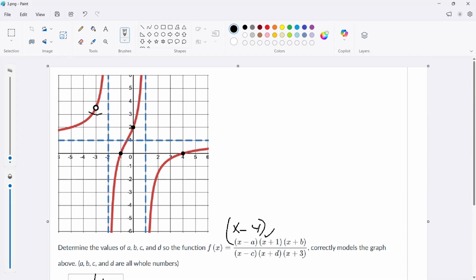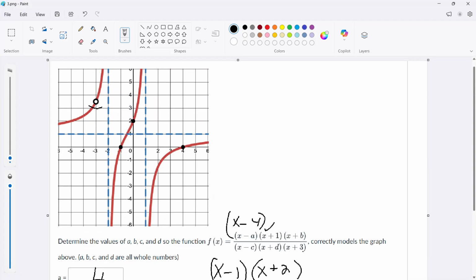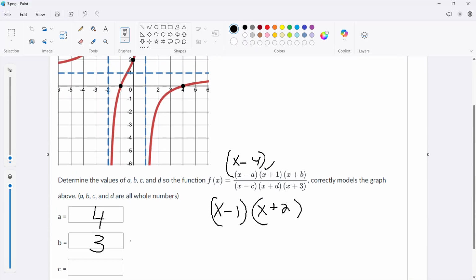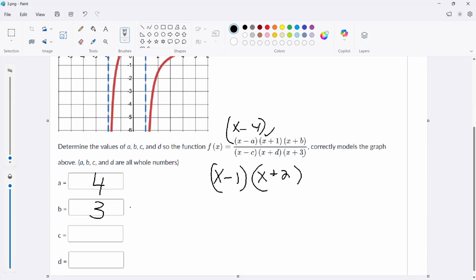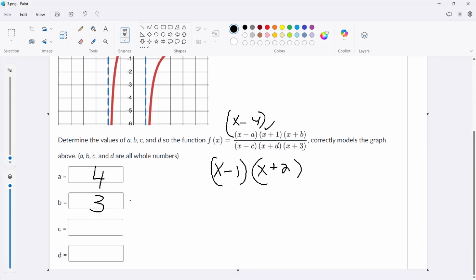C, where are the vertical asymptotes? I'm at negative 2 and 1. So it's going to be x plus 2 and x minus 1. That's the opposite sign. x minus 1 equals 0, x equals 1. That's where my vertical asymptote is. x plus 2 equals 0, x equals negative 2. So c is 1.